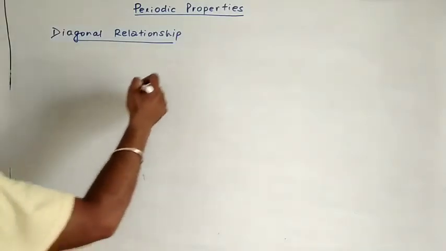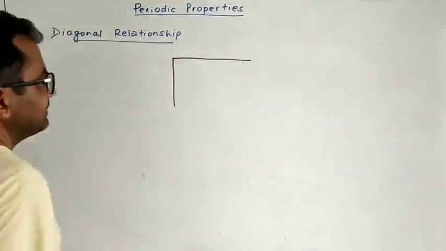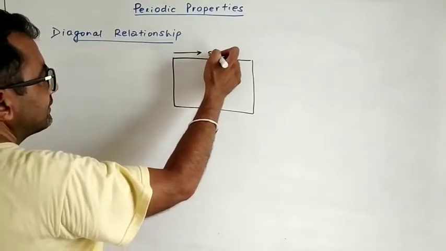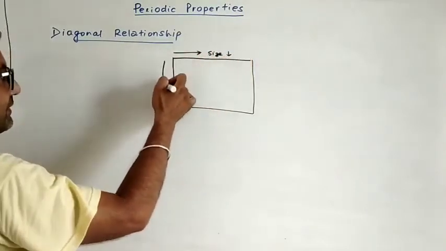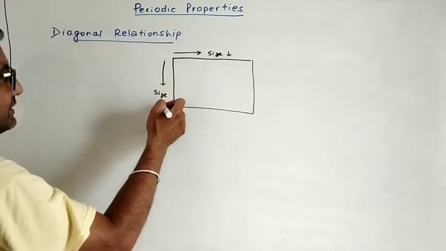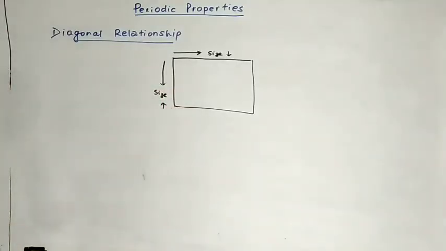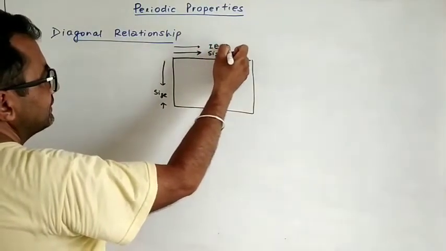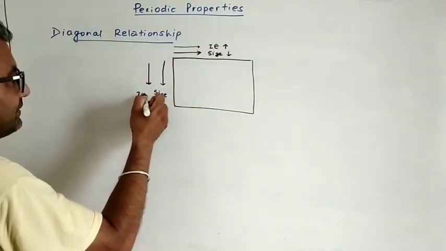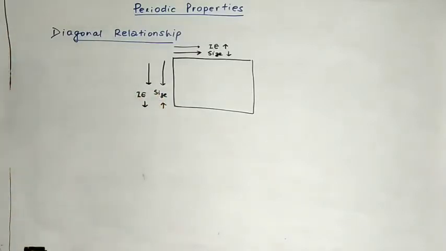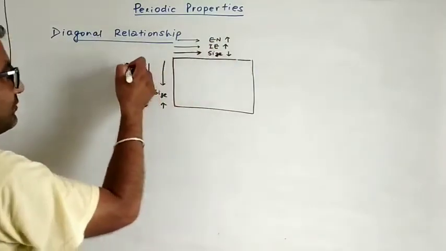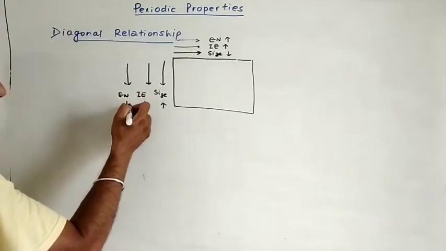As we know in the periodic table, so this is the periodic table. When we move in this side, size decreases. When we move in this side, size increases. This is the periodic property. Not only size, when you move in this side, ionization energy increases. When you move this side, ionization energy decreases. When you move this side, electronegativity increases. When you move this side, electronegativity decreases.